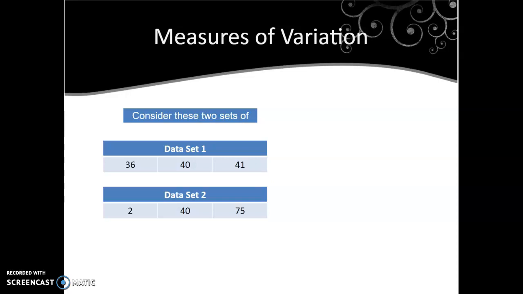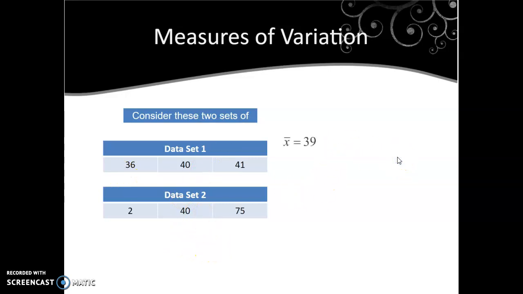And dataset 2 has 2, 40, and 75. So a 2-year-old, a 40-year-old, and a 75-year-old, very different spread of data here in dataset 2 compared to dataset 1.